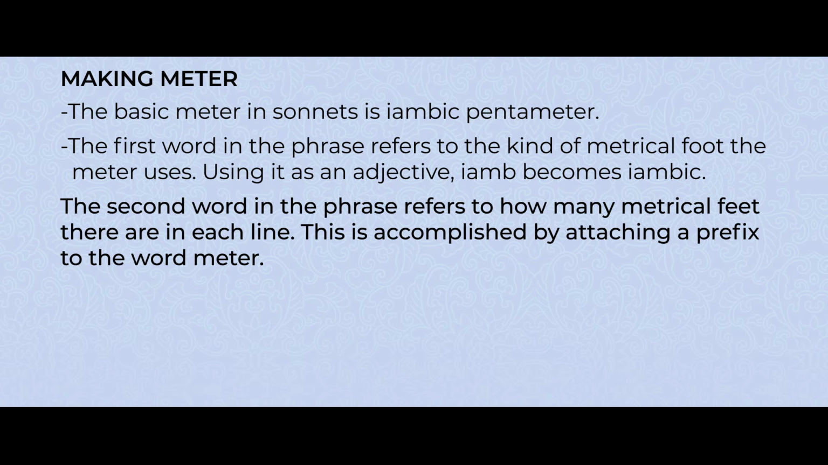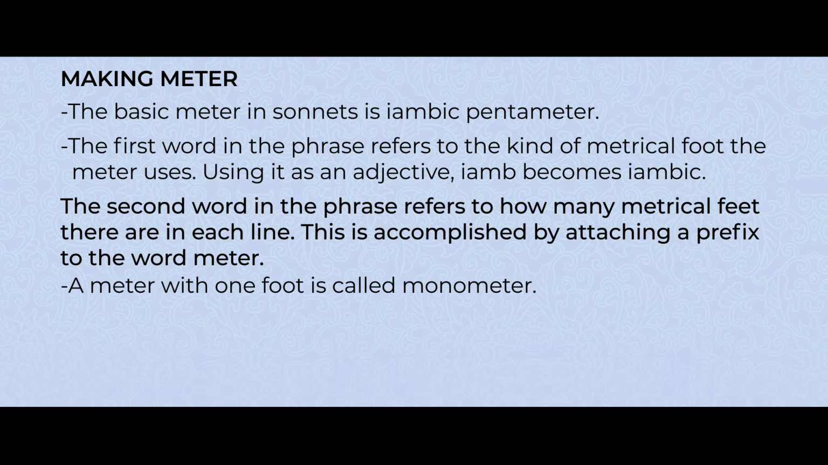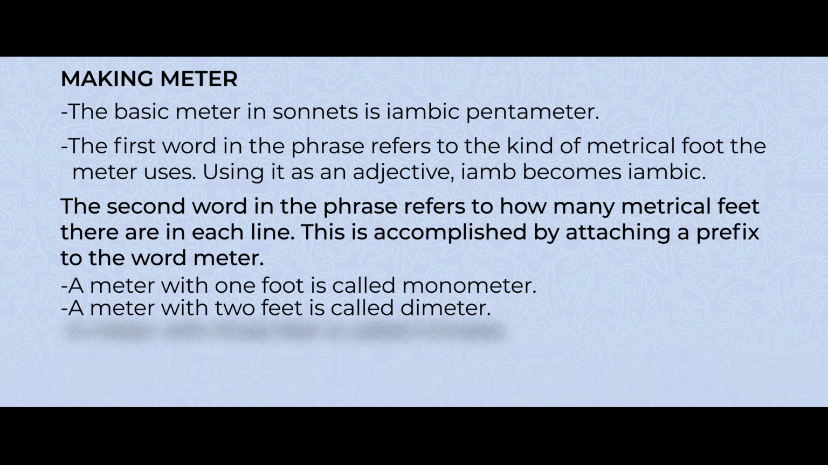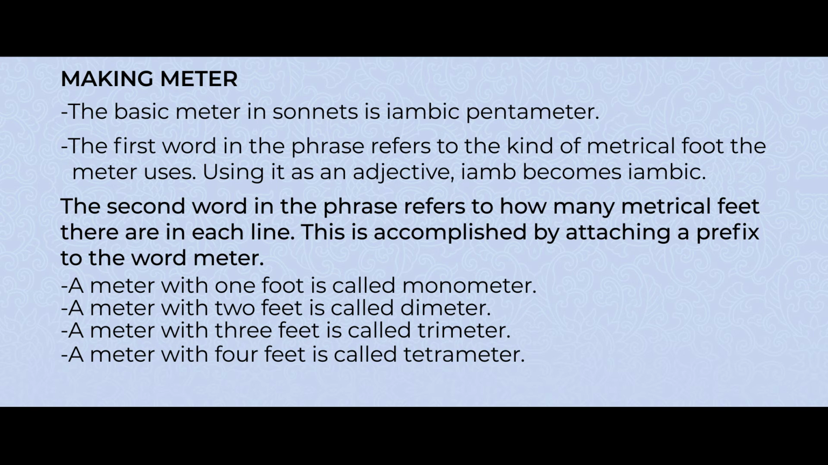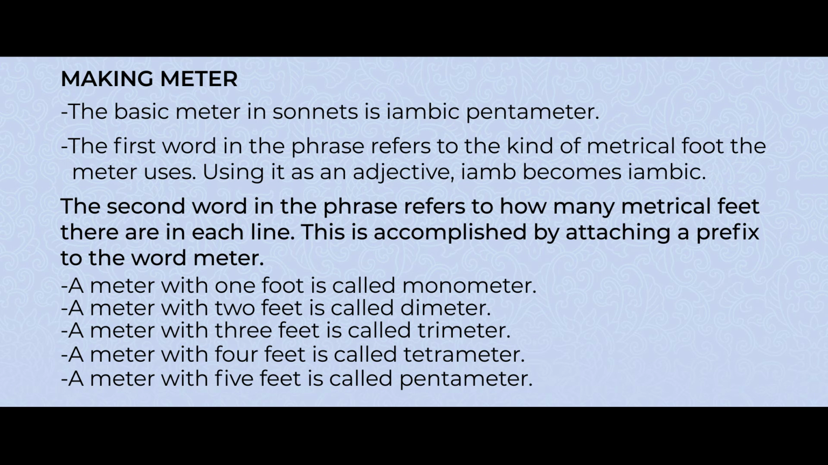The second word of this phrase refers to how many metrical feet there are in a line. It can be accomplished by attaching a prefix to the word meter. A meter with 1 foot is called monometer. A meter with 2 feet is called dimeter. A meter with 3 feet is called trimeter. A meter with 4 feet is called tetrameter. A meter with 5 feet is called pentameter.